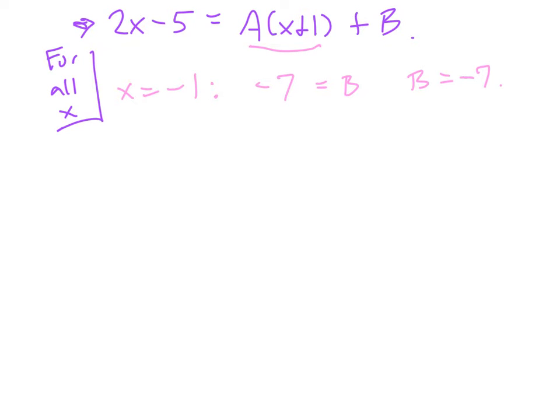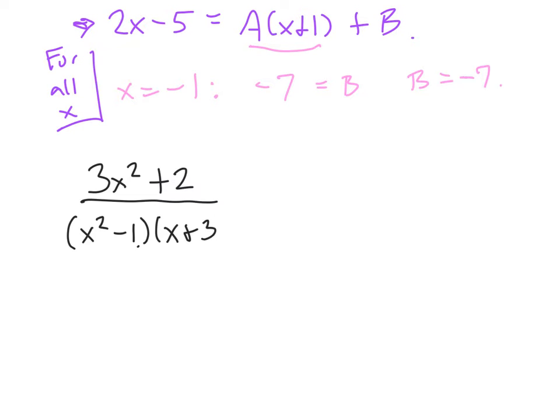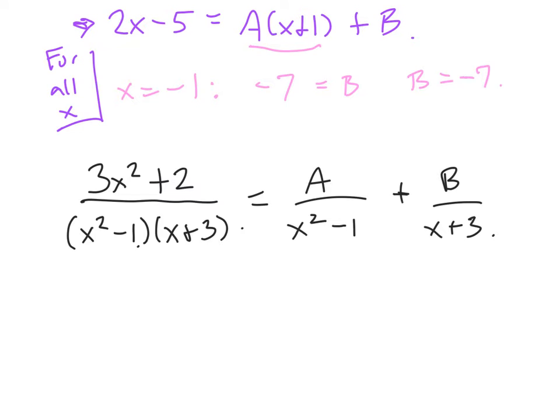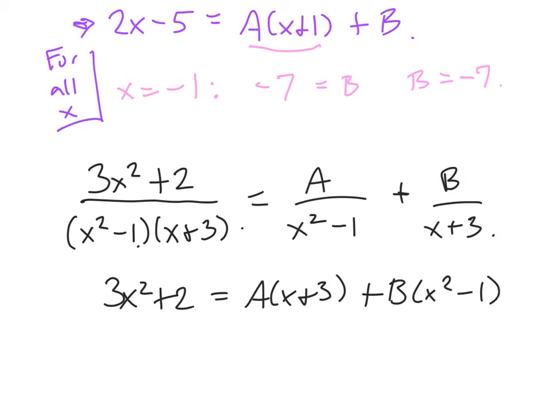Let's suppose I give you the following rational function: 3x squared plus 2 over (x squared minus 1)(x plus 3). And my partial fraction decomposition is A over x squared minus 1 plus B over x plus 3. Then if I multiply through, I get 3x squared plus 2 equals A times (x plus 3) plus B times (x squared minus 1).